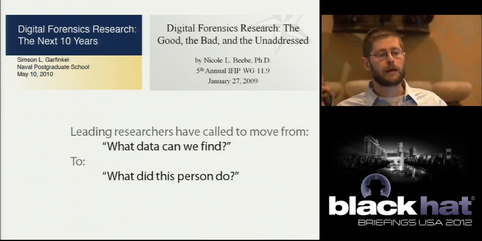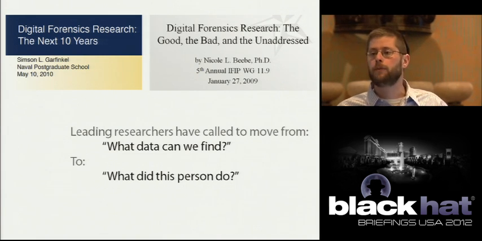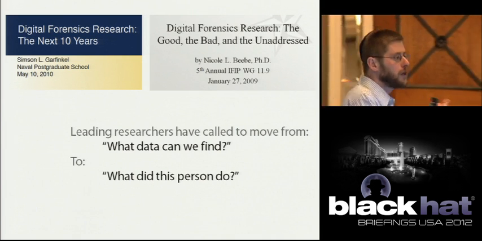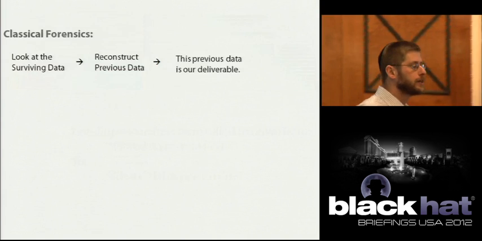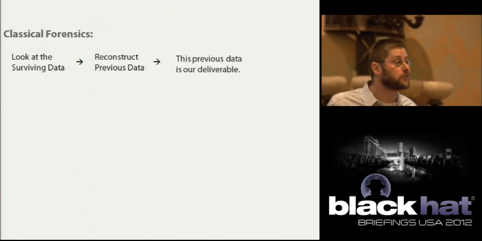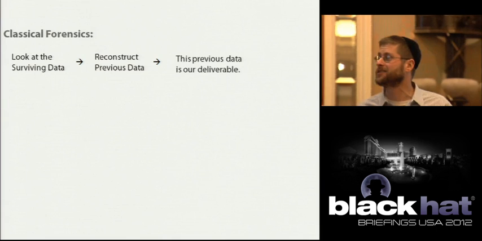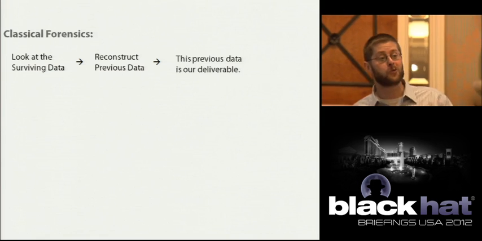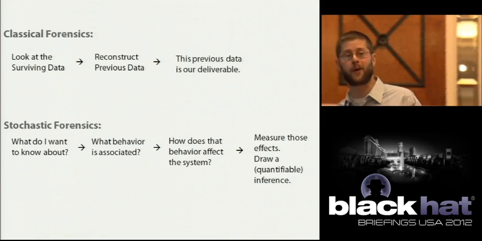Leading researchers, leading people in law enforcement are all telling us what they really need from us is the ability to know what people did, what happened. And here classical forensics is really stuck. And I think using things like stochastic forensics really helps. The beauty here of stochastic forensics is that it turns the whole process on its head. Instead of working from data and working back to reconstruct, we go in the opposite direction.